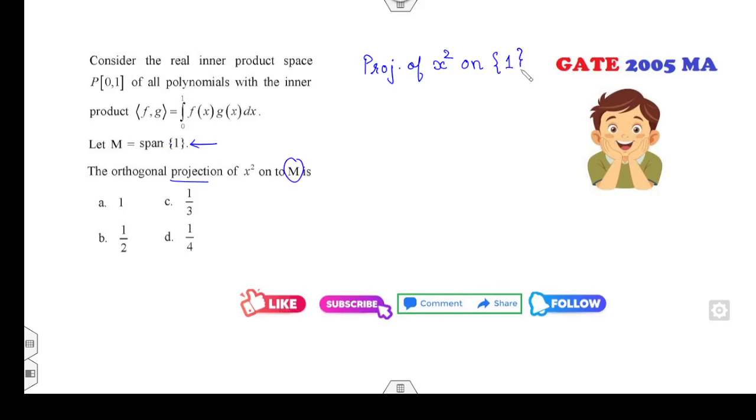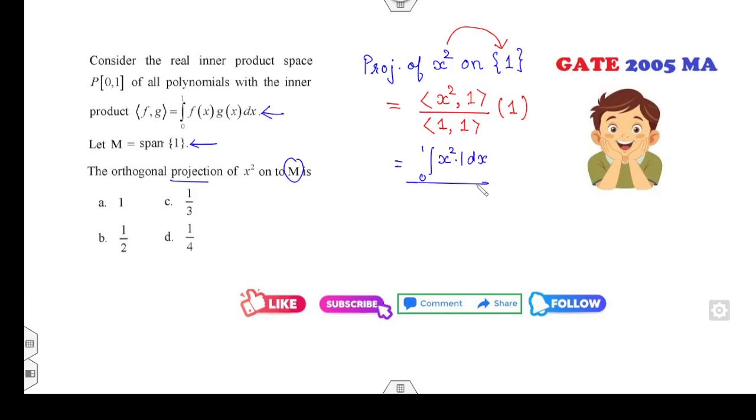It's a span of 1, so by the definition of the projection, it is the inner product of x square and 1, divided by the inner product of 1 and 1, into 1. Now by using the definition of the inner product, I can write it as the integration from 0 to 1 of x square into 1, divided by the integration from 0 to 1 of 1. The numerator integration is 1 over 3, the denominator is 1. So 1 over 3 is the correct answer of the problem. So C is my right answer of the problem.